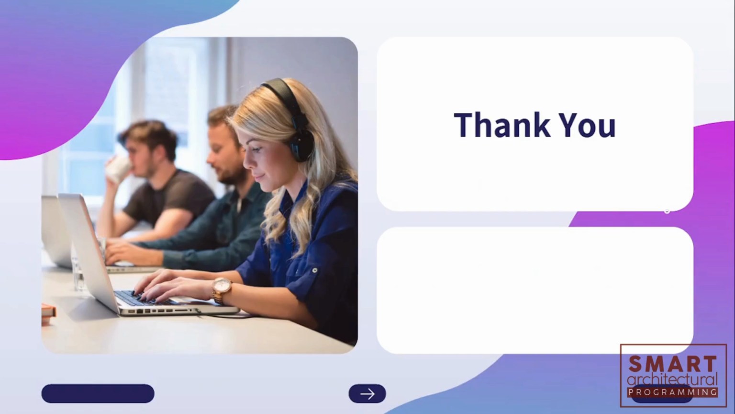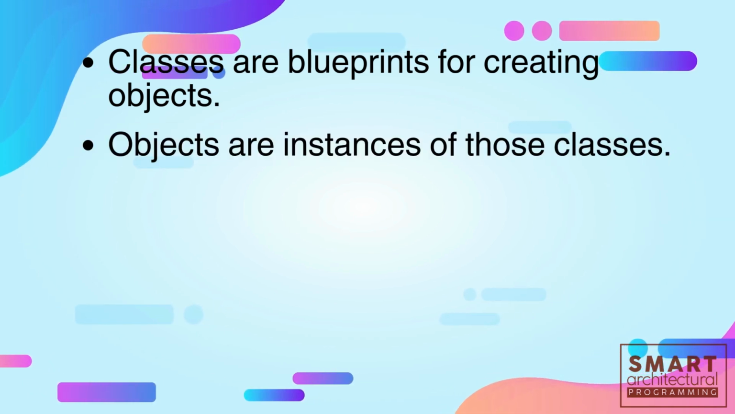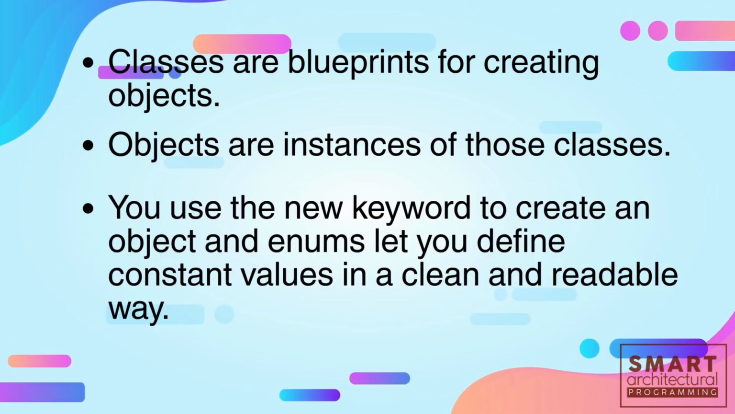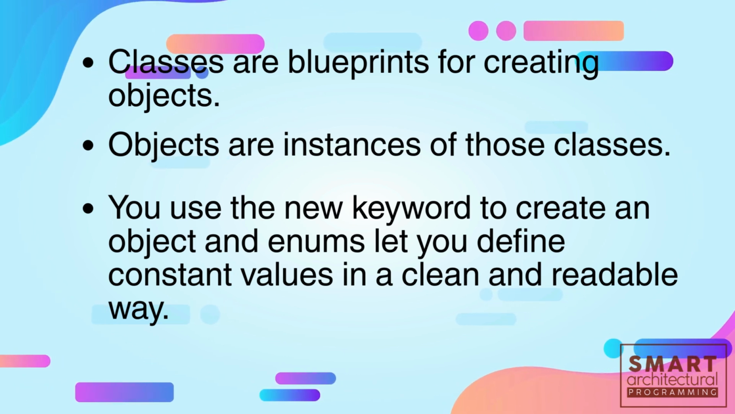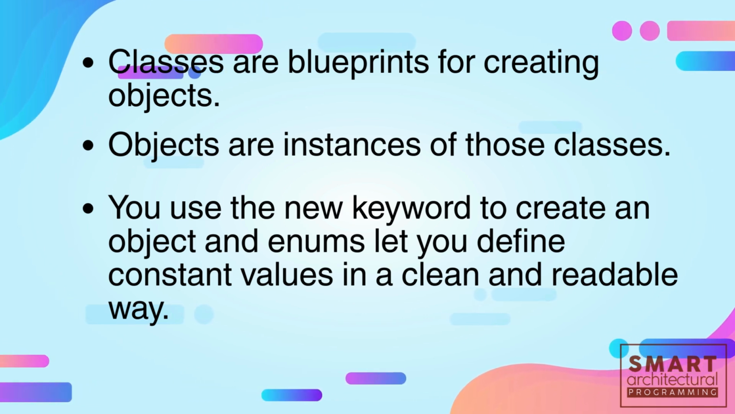So I think we're wrapping up here. Let's take a quick recap of what we've covered briefly in this video: classes are blueprints for creating objects. Objects are instances of those classes. You use the new keyword to create an object, and enums let you define constant values in a clean and readable way. These concepts are essential for writing clean object-oriented Java code, and we'll build on them in coming videos.